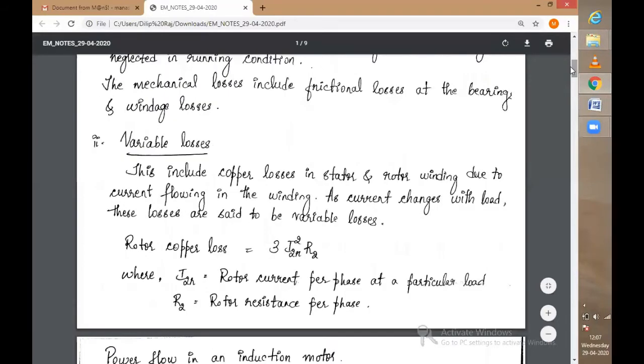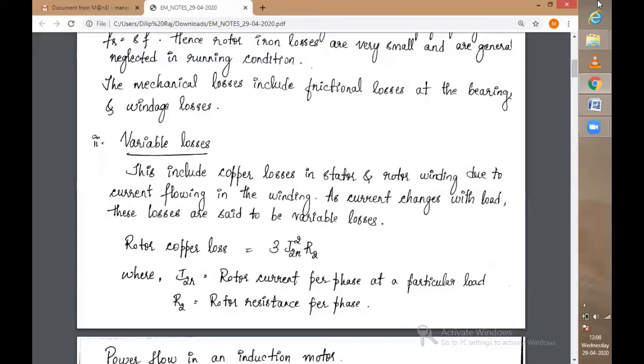The other name for this variable loss is copper loss. We have windings present in both the stator as well as the rotor. Whenever current flows through the windings, these copper losses occur in both the stator winding as well as the rotor winding. As the load varies, the current drawn by the motor from the supply varies, because of which the currents through both the stator and rotor windings vary. But among both the losses, rotor copper loss is very dominant, and that is what is accounted for while considering the total losses of the induction motor.